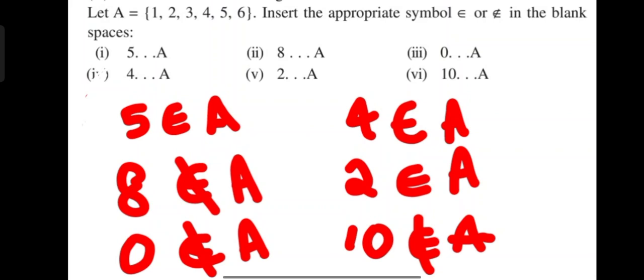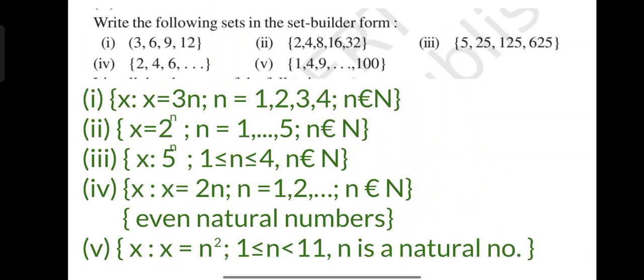Also we can't see 8, 0 and 10 in this set. A contains only numbers from 1 to 6, so 8 does not belong to A, 0 does not belong to A, and 10 not an element of A. And then came some sets. There are 5 sets. They are given in roster form, and we have to convert them into set builder form.